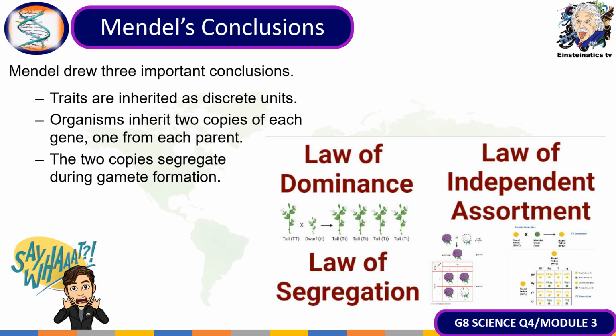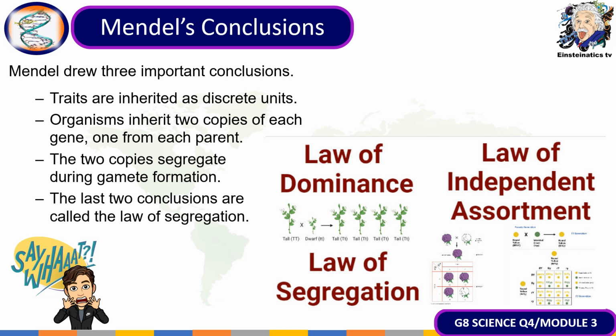So just imagine this one, wala pang knowledge noon si Mendel about DNA, about chromosome, but he was able to understand and to identify ano ba yung mga principles of heredity based on his experiment. And from here, based sa results ng experiment ni Mendel, we have now the laws of heredity known as law of dominance, law of independent assortment, and the last one is the law of segregation.